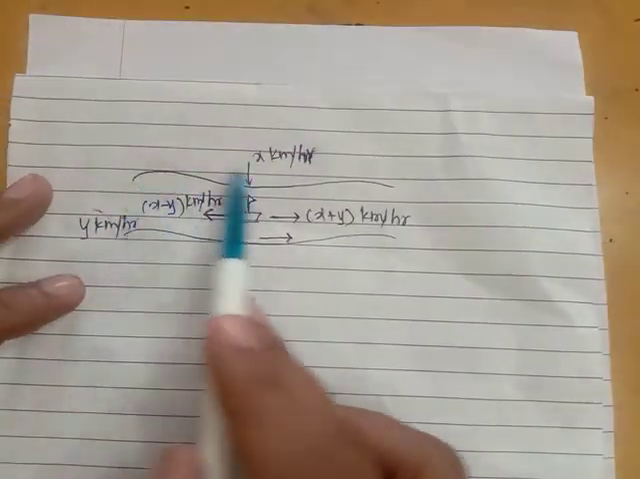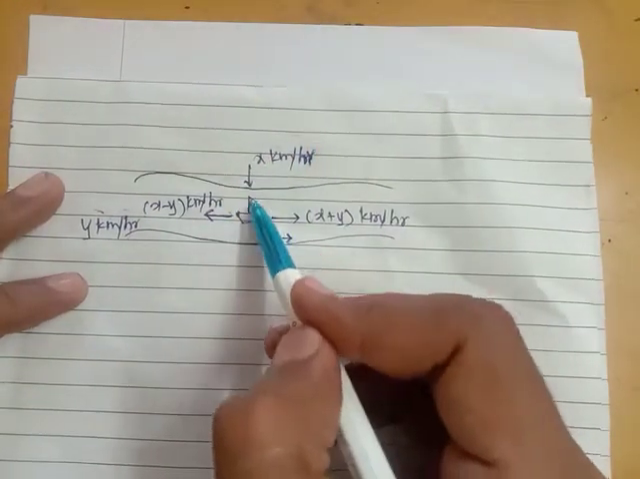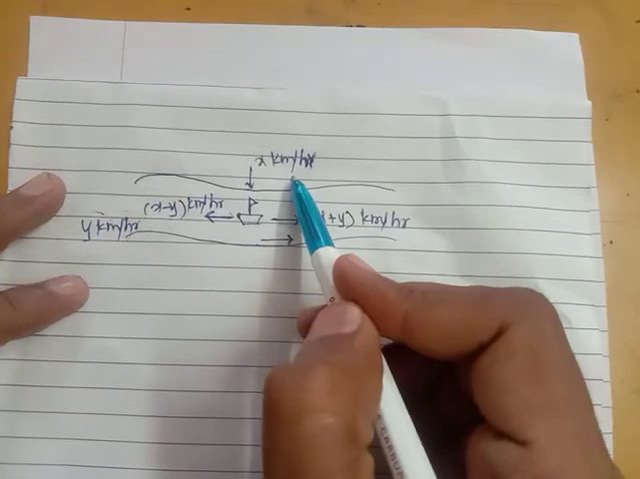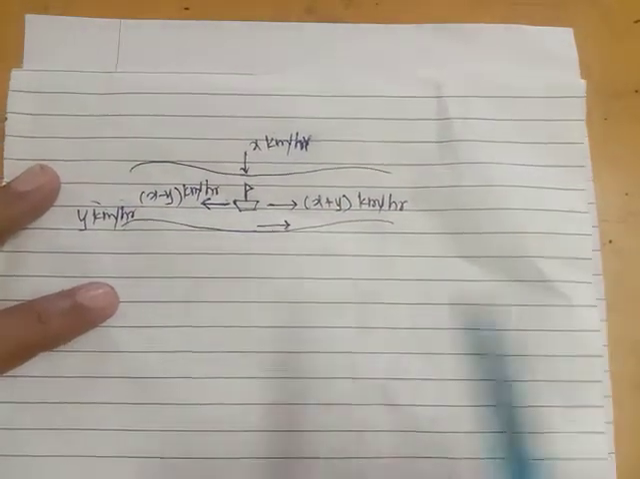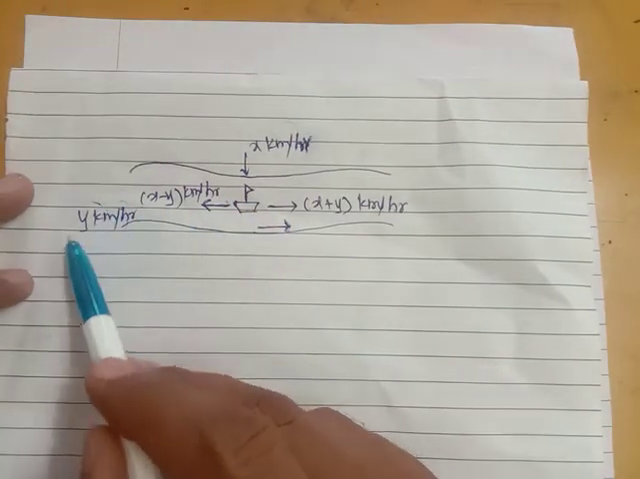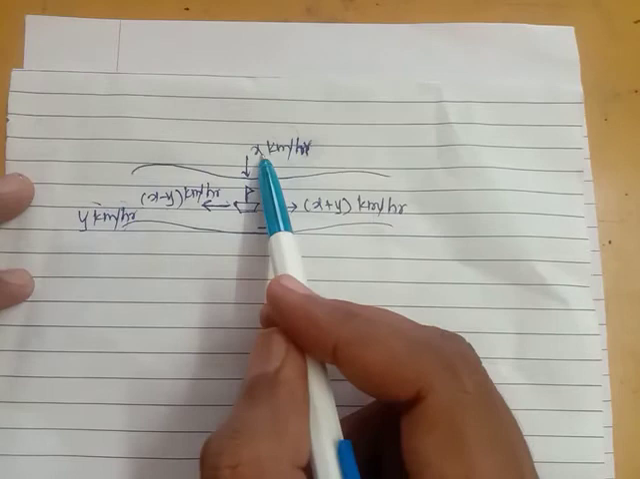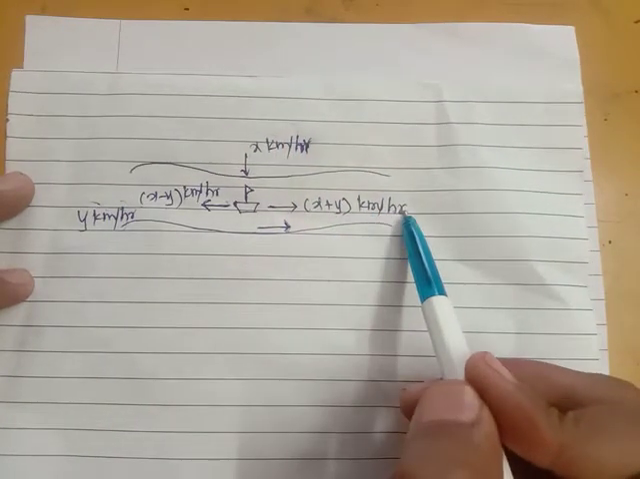Suppose here is a water current and there is a boat sailing in this water. Speed of the boat is taken as x kilometers per hour and speed of the water current is taken as y kilometers per hour. When this boat travels in the direction of the water current, then the speed of the water current adds with the speed of the boat. In this case, speed of the boat will be x plus y kilometers per hour.